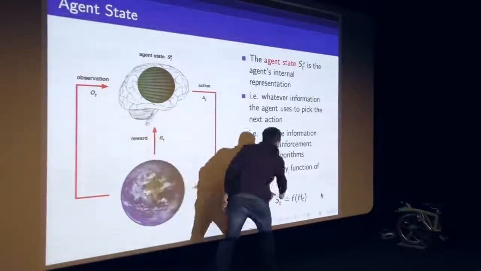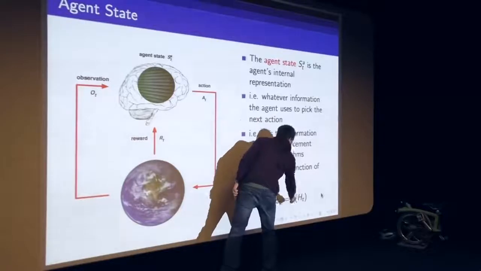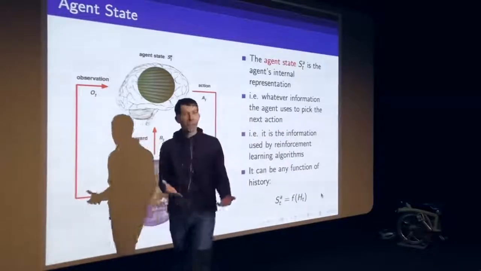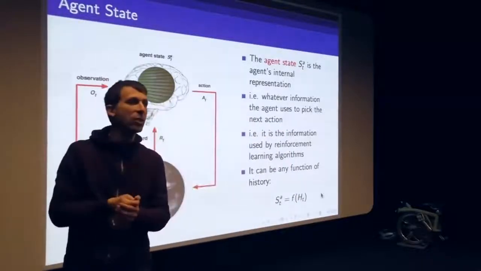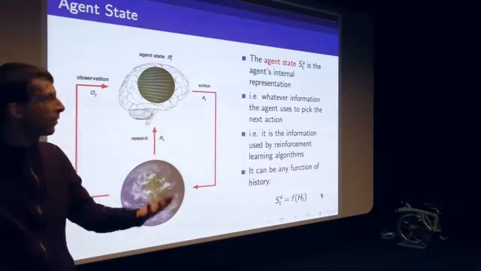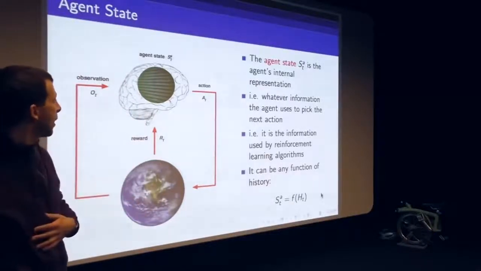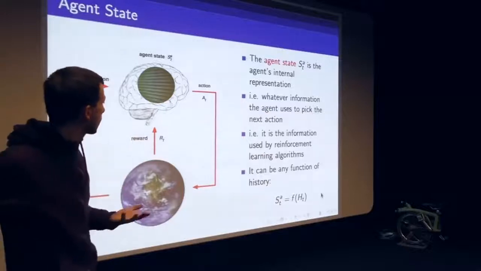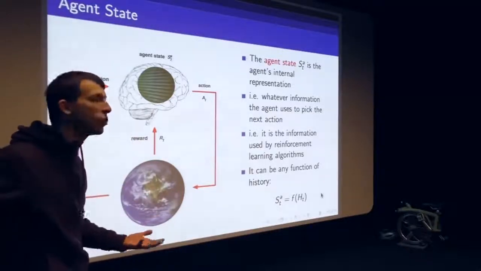And this state can be any function of history. This is our choice. We can build this function. That's part of the agent. The agent gets to decide what this function is going to be, how it's going to convert the history of all of the actions and observations and rewards it's seen so far into a useful, say, vector of information that's going to be used to characterize its future behavior.